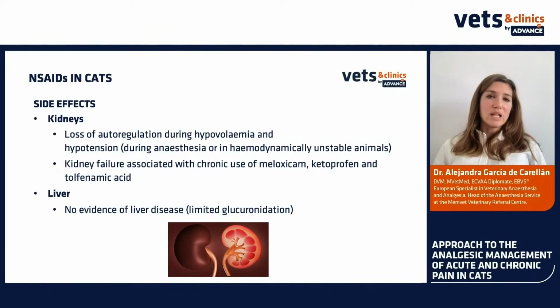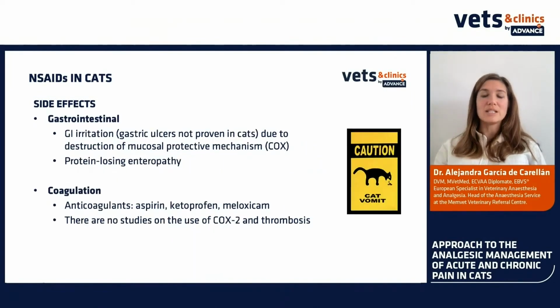If they have kidney failure, we have to be careful with NSAIDs. We will speak about that in a second, but if they have kidney problems, we have to be a bit careful. Regarding hepatic metabolism of these drugs, there is no evidence of liver disease or any problems with NSAIDs in cats. You know that they have limited glucuronidation, but if your cat is not in liver failure, you're okay to give NSAIDs to these cats.